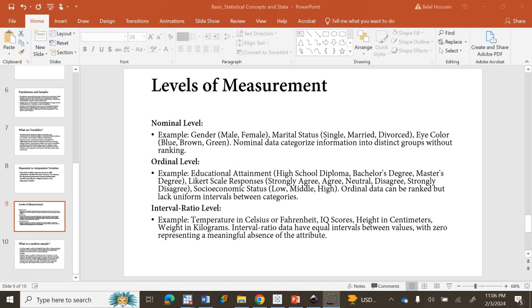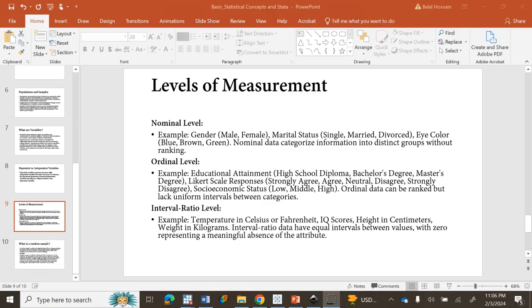Nominal level. Nominal comes from the word name. For example, gender, male and female. This variable has male and female or any other category. These are also called categorical variables because these are categories. Male and female, just the names.